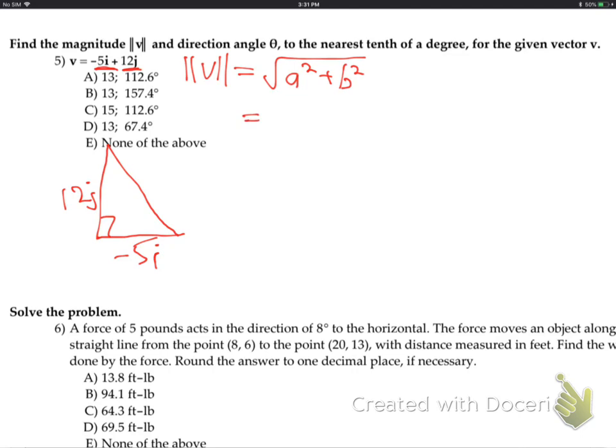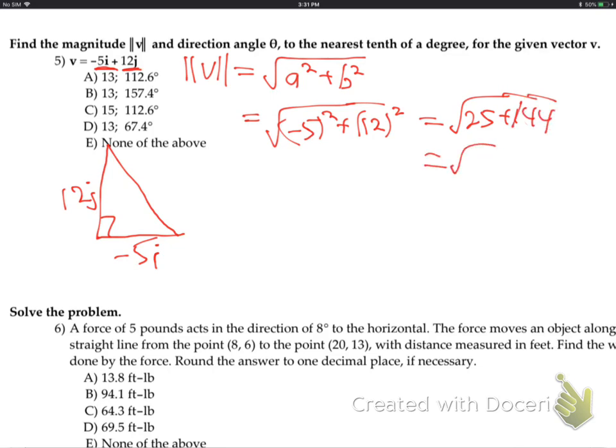So that's going to be what? Minus 5 squared plus 12 squared, which is the square root of 25 plus 144. I'm already jumping to the answer. Which is the square root of 169, which is 13. So we got the magnitude, that's half the battle, or actually a little bit less than half. It's part of the battle. The magnitude of the vector is 13.